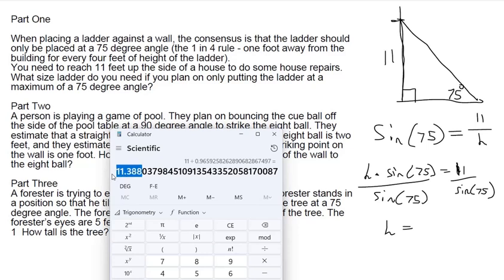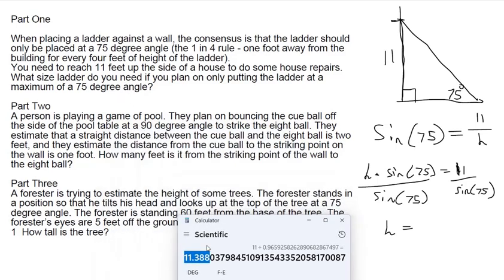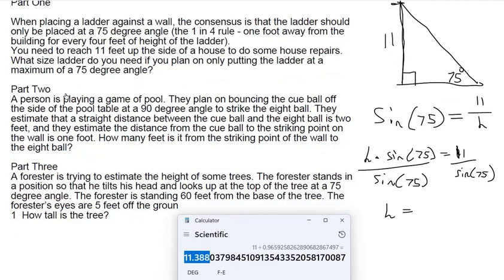In reality, we'd probably just look at a store and say, okay, I need something at least 12 feet or more, right? But for math class, that's what you'd want for your answer for part 1. Okay, but don't copy down that answer because it's not the same question.